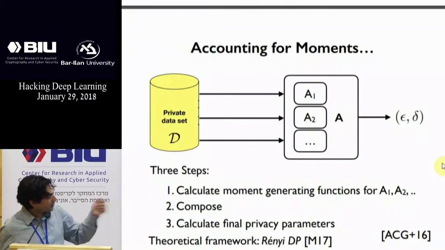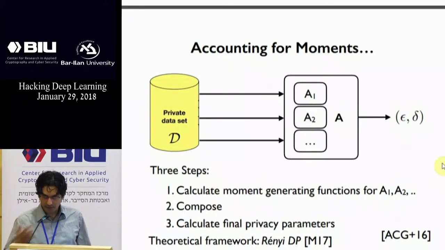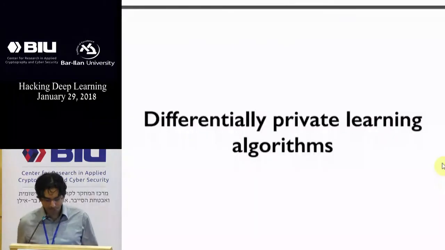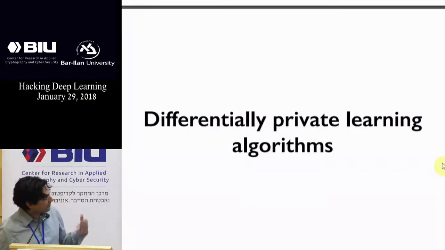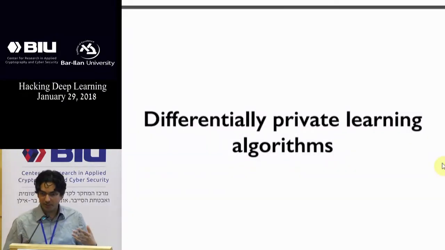If you're interested in the theoretical framework for this, it's called Rényi differential privacy, and there's a nice paper which talks about the probability theory behind this. All right, so how does all of this relate to learning? Where do we introduce the noise in things more complicated than computing averages or counts?